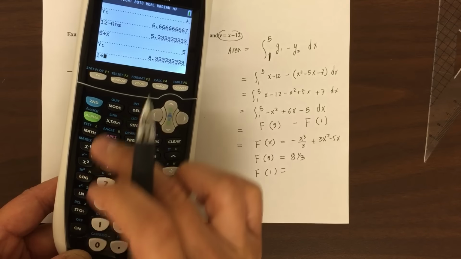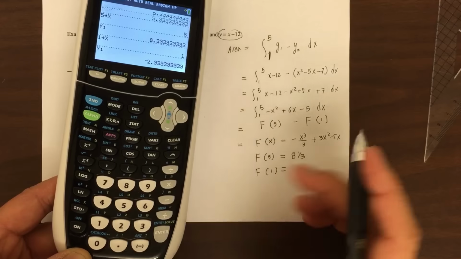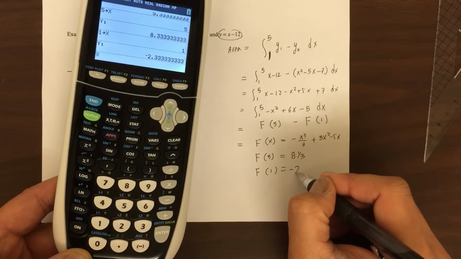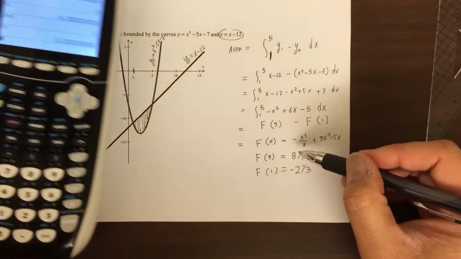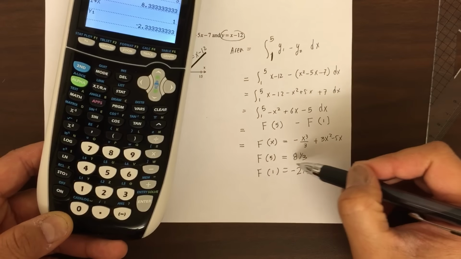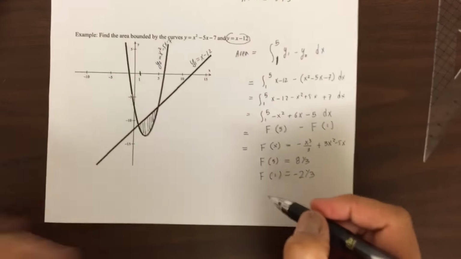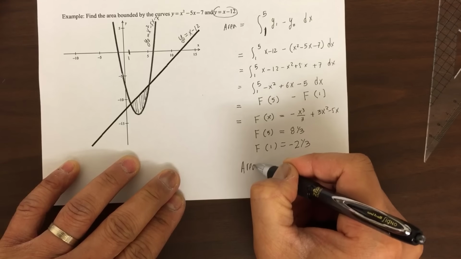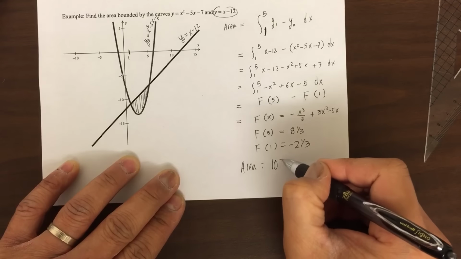Do the same thing for the next number. Store that. Evaluate that at 1, and that gives us negative 2 1/3. Now we're subtracting these two, so when you subtract a negative number, that becomes an addition problem. So the answer to this problem, which is the area between that region, is going to be 10 2/3.